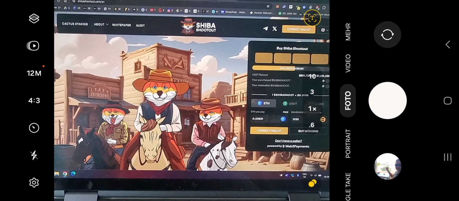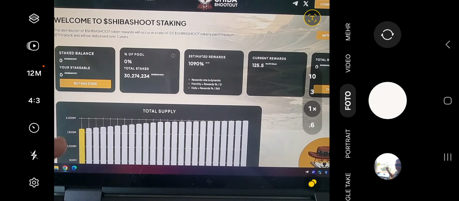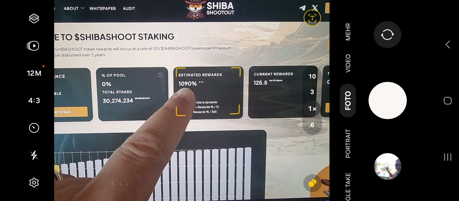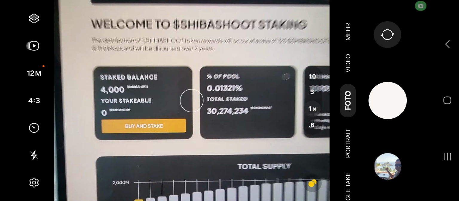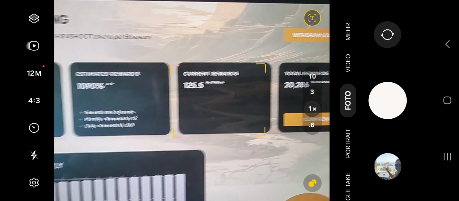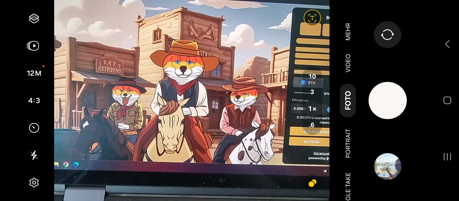And don't forget, Shiba Shootout is also a great one that currently is ongoing. You can also buy it and stake it for an insane 1100% APY. There are a lot of news around this token. Let me quickly open up the camera. 4,000 I bought and I have accumulated 20,000 because of the high APY. You can also do like this some gains with those new meme coins, guys.